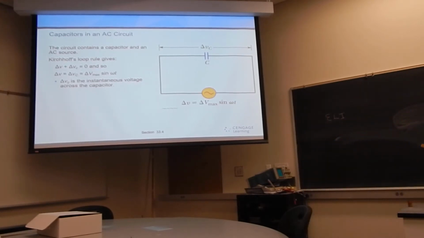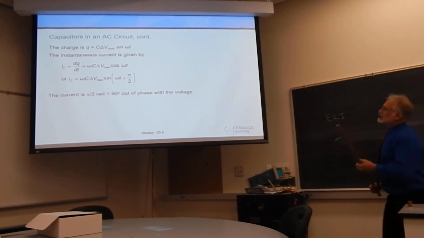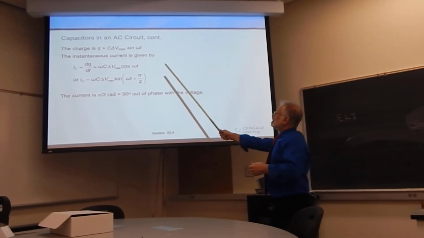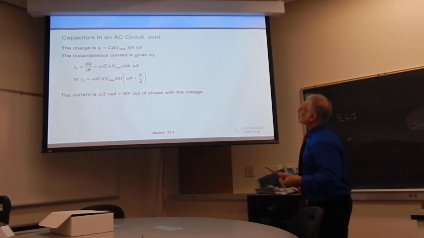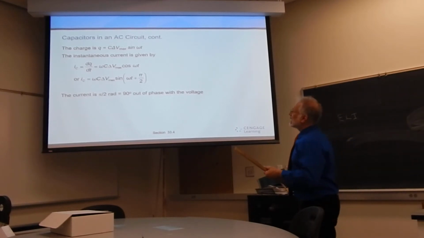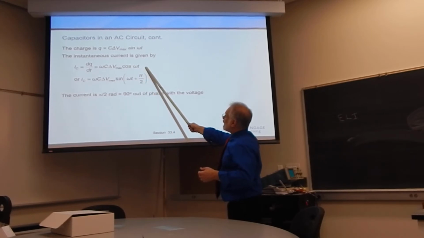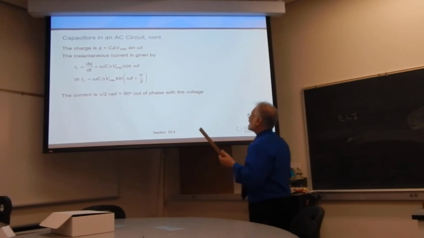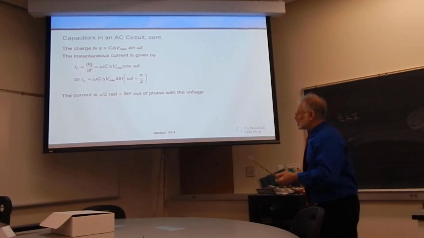Let's see where it gets a little bit more surprising, because what we're going to want to do is talk about the current. So first of all, we know we can write that the charge at any time is C times the maximum voltage times sine omega t. I've got to take a time derivative to find the current at any time, though. And in that case, if I take the time derivative, I get a cosine term, or sine omega t plus pi over 2, if you will.